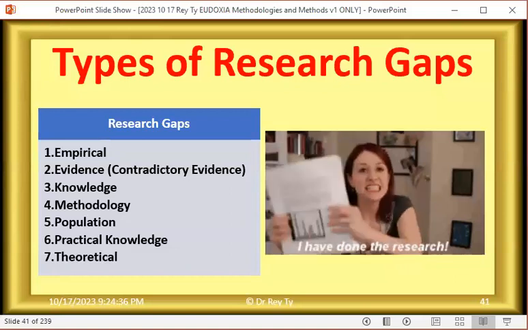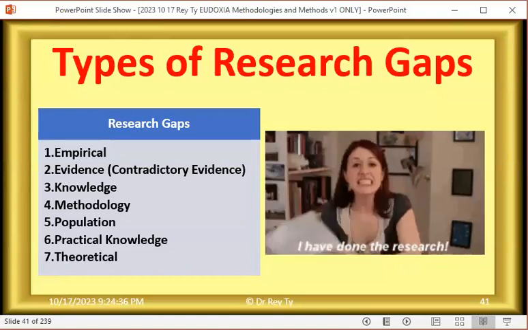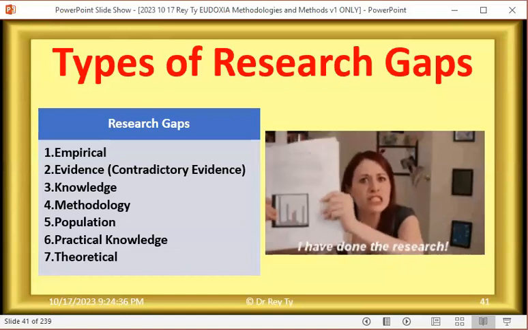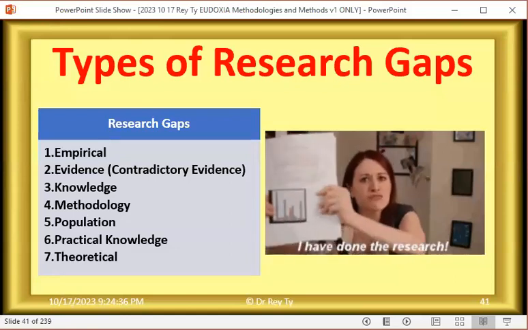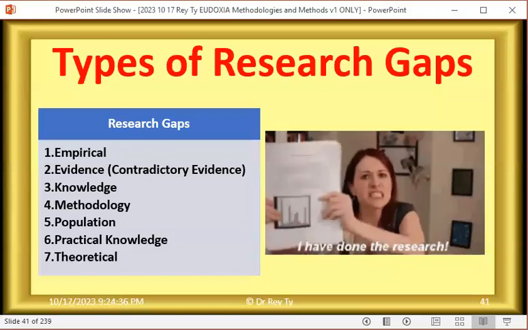Or a knowledge gap. You don't know if ashwagandha is a good thing or not for human health. So you want to check if ashwagandha can have a good effect on human beings.